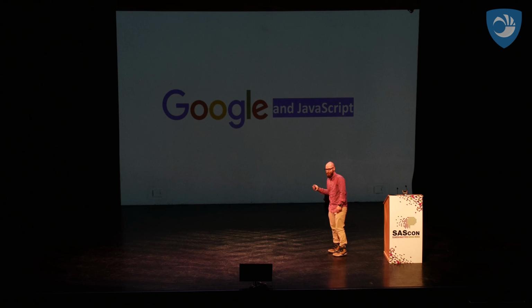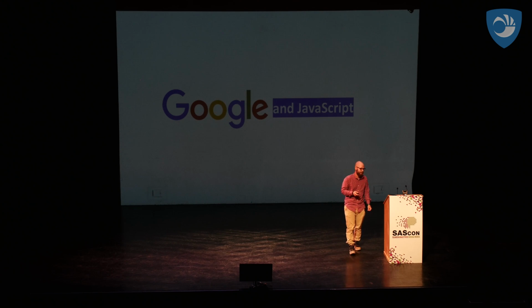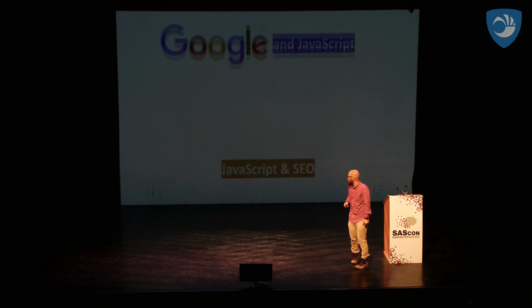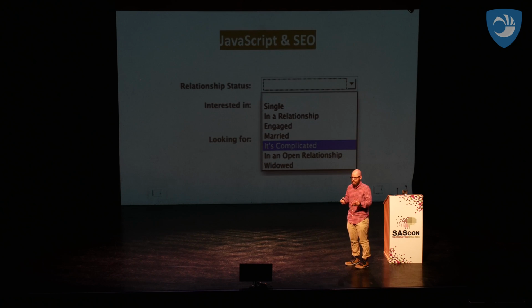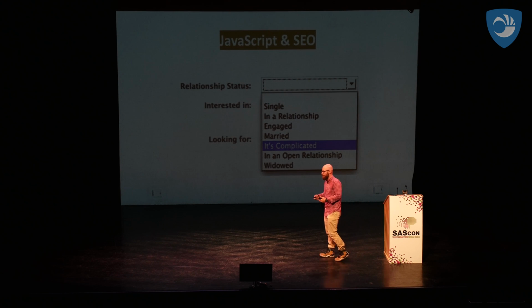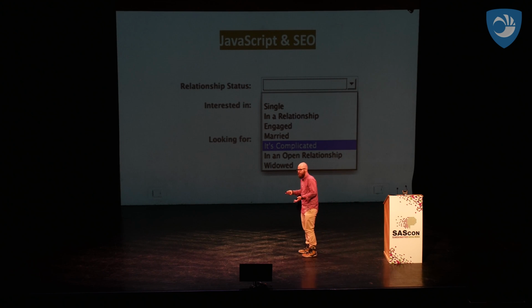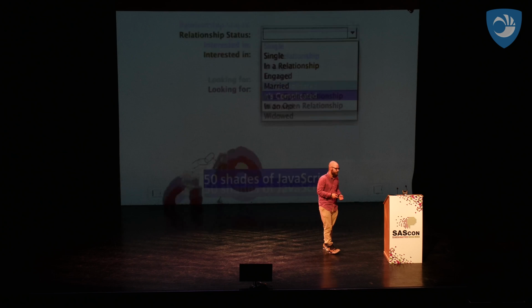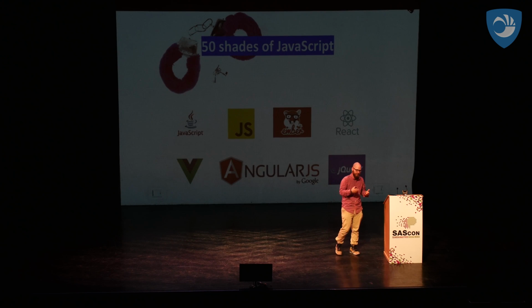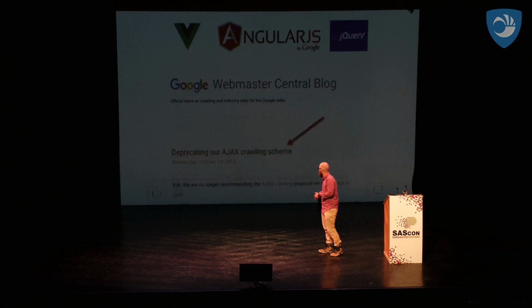But we're going to move to an even more interesting topic, actually, the Google and JavaScript relationship. As you probably know, JavaScript and SEO always had a very complicated relationship status with how it's being crawled and indexed. And just so you know, there are a lot of different shades of JavaScript. It's not only JavaScript, but there are different frameworks, there are different ways of serving JavaScript, so it gets really, really complicated.